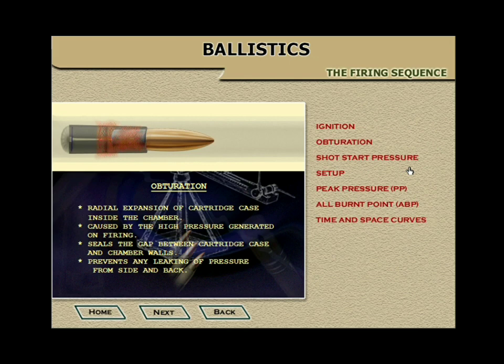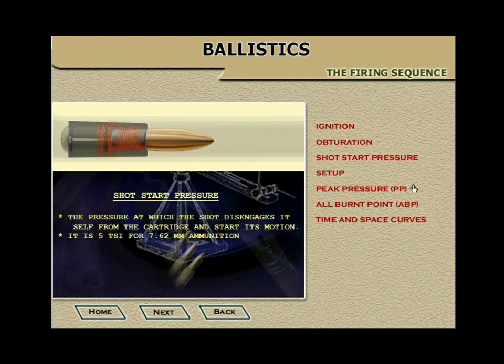Obturation. It is the radial expansion of the cartridge case inside the chamber. It is caused by the high pressure generated on firing. It seals the gap between the cartridge case and the chamber walls and prevents any leaking of pressure from the side and back. Shot start pressure. The rising pressure inside the chamber is moderated by the motion of the projectile along the barrel. The pressure at which this motion begins is called shot start pressure. For 7.62 ammunition, its value is 5 tons per square inch.